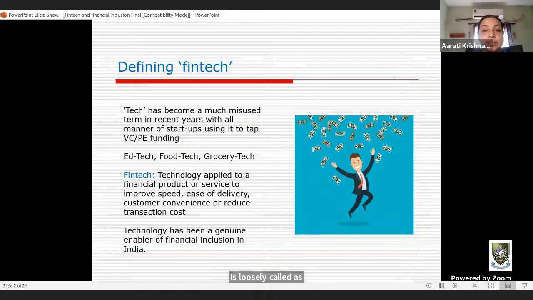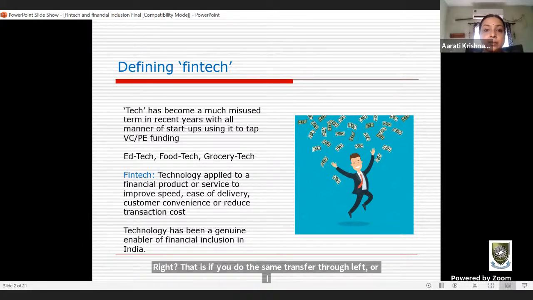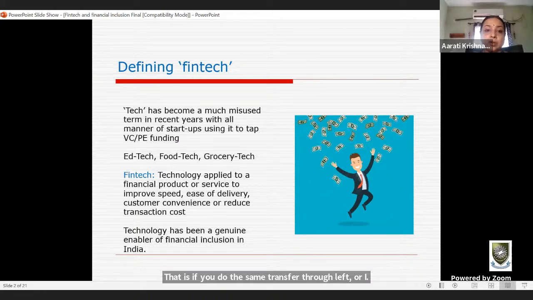So what are some of the examples? For example, when I used to write a check and try to transfer money from one account to another, especially if it is an outstation check, it will take 3 days to get cleared and land in the account, right? Whereas if you do the same transfer through NEFT or IMPS, within a few hours or even minutes, the money will land in the recipient's account. So that is speed, right?